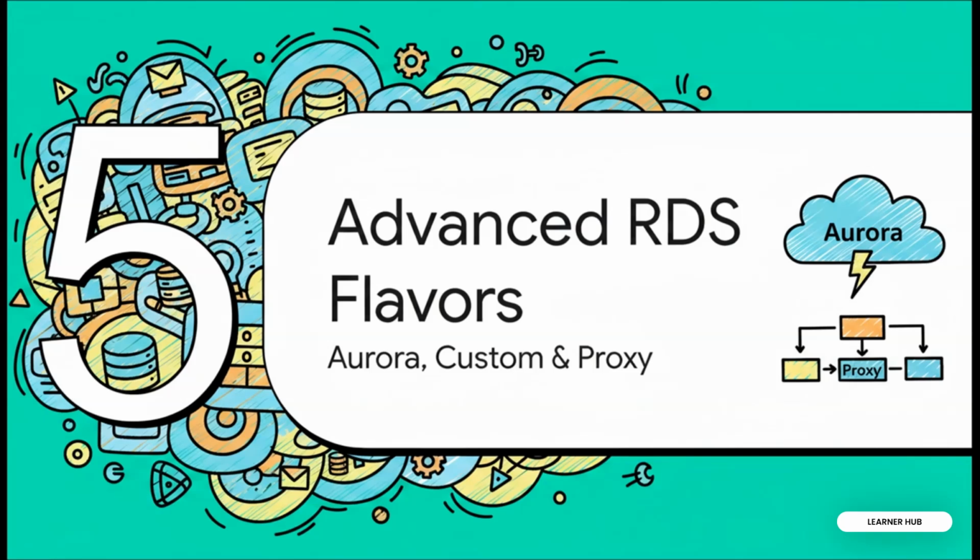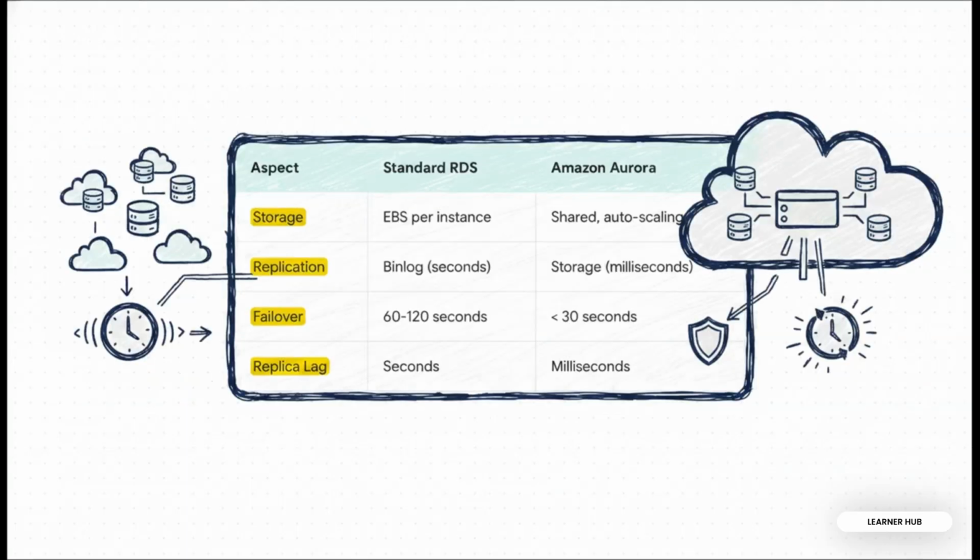So far, we've pretty much just talked about standard RDS. But in this next section, we're going to dive into some of the more specialized, more advanced versions. We'll look at things like Aurora, RDS Custom, and RDS Proxy, and figure out when and why you'd want to use them.